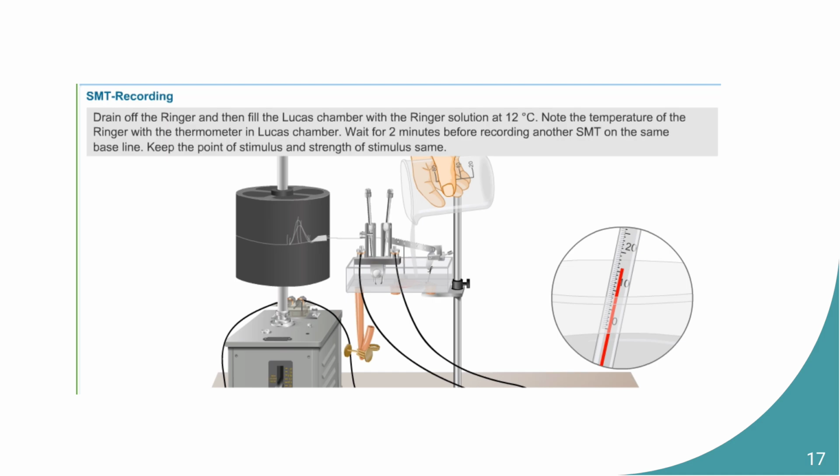Then we will wait for 2 minutes before recording another SMT on the same baseline, and we will keep the point of stimulus and strength of the stimulus the same. This point is very important. We know that force or height of contraction depends upon the intensity of stimulation, the frequency of stimulation, temperature, and initial length of muscle fiber. So all the other variables should be kept constant. So we will keep the strength of stimulation the same, we'll keep the point of stimulus at the same point, and we will take the reading.